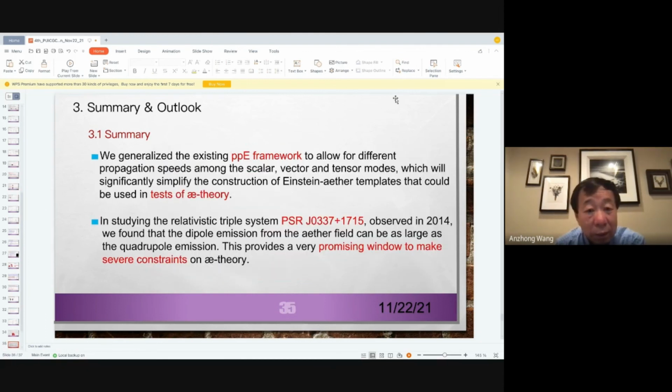We also generalize the PPE formula, because so far the PPE formula only covers theories without spin-0 and spin-1 modes. So we have to generalize this, then get the phase and also the amplitude. Once we observe such a gravitational wave, we can fit the theory with observation. We also apply our general theory to the three-body system. We found that the effect of the dipole is important. So using this kind of gravitational wave, we can further constrain the theory.